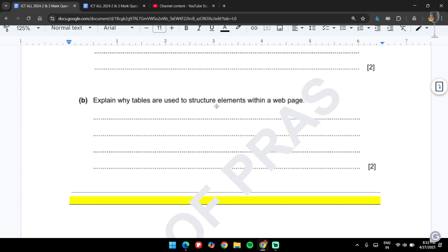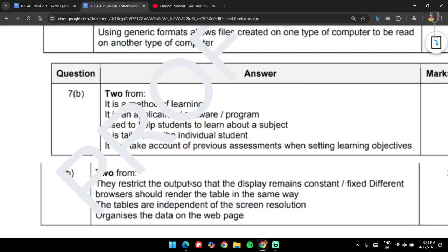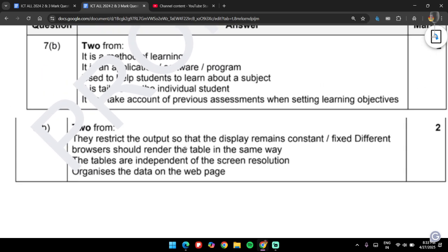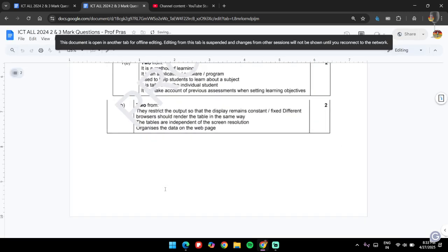Explain why tables are used to structure elements within a web page. Because they restrict the output so that the data remains constant or fixed. Different browsers should render the table in the same way. The tables are independent of the screen resolution and organize the data on the web page.